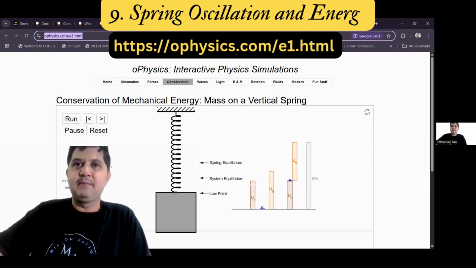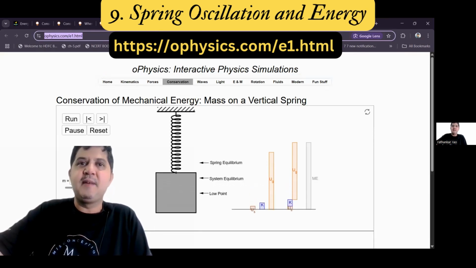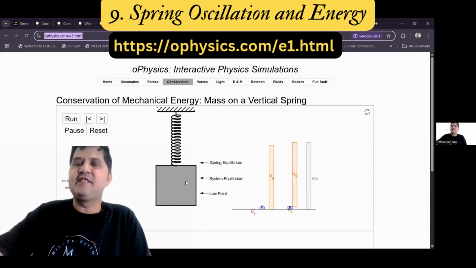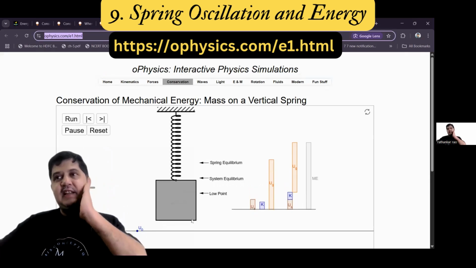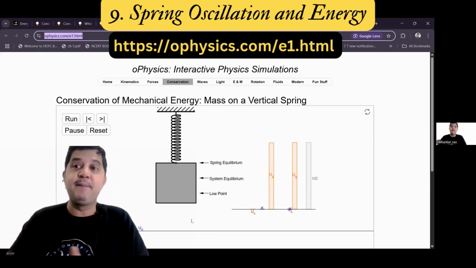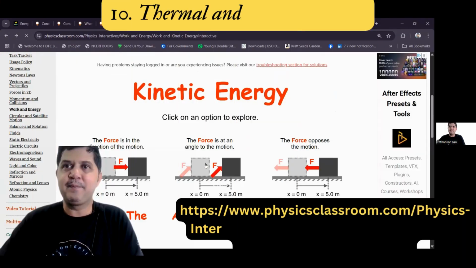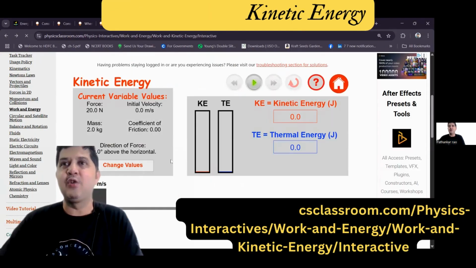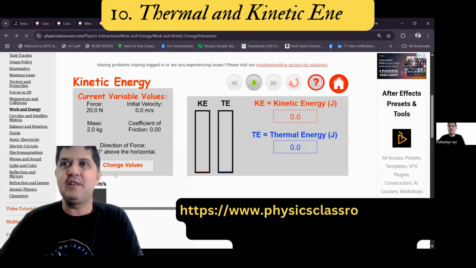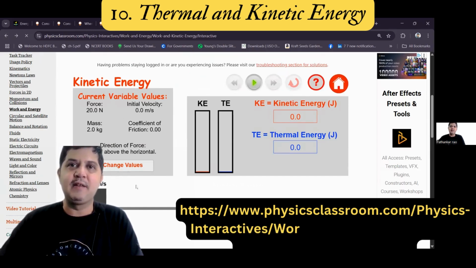Mass on a vertical spring. Now what do we observe here? The mass can be adjusted to 10 kgs or 10 grams. This tells you that as the spring starts oscillating, how the kinetic energy and potential energy change, and what the mechanical energy is. Current values are shown over here, and there's some amount of friction as the object starts moving.